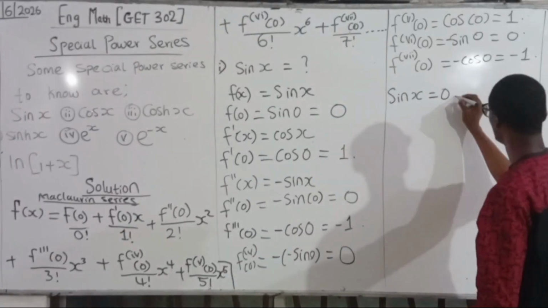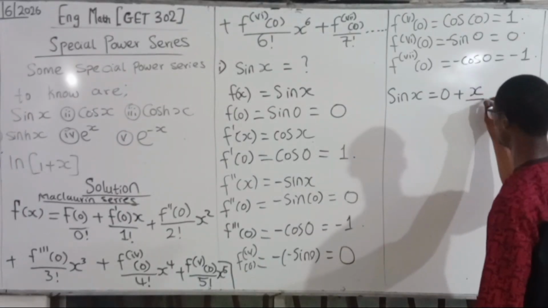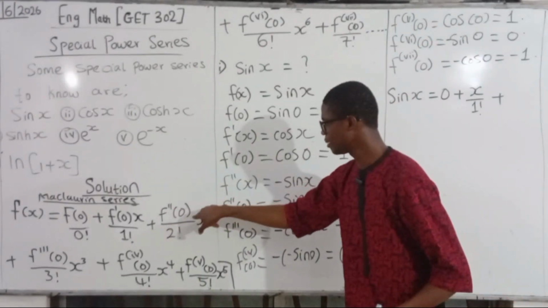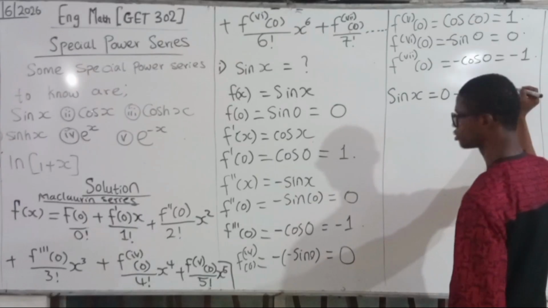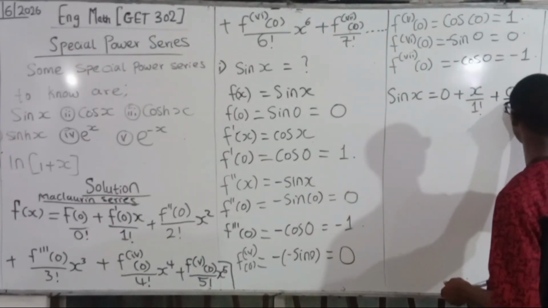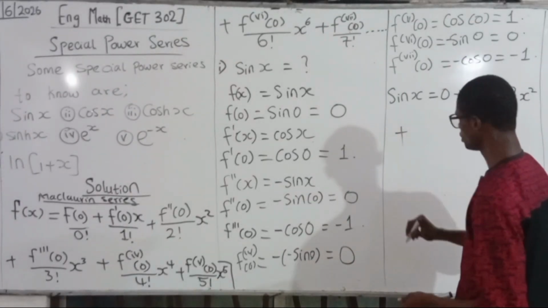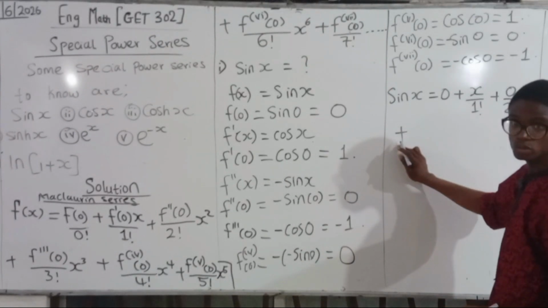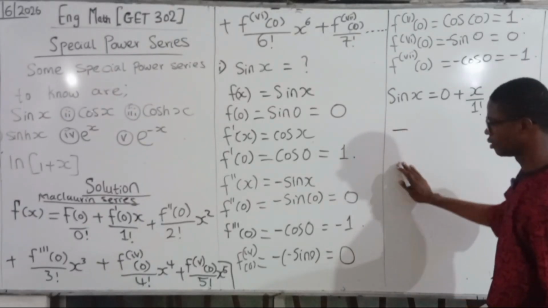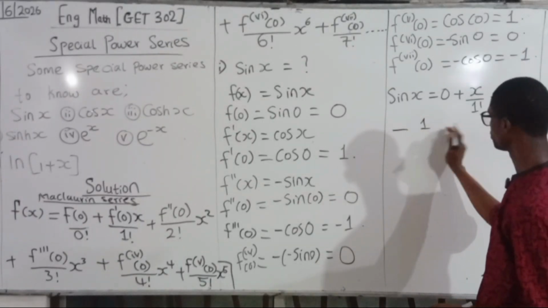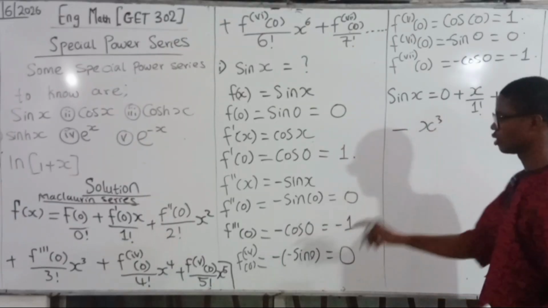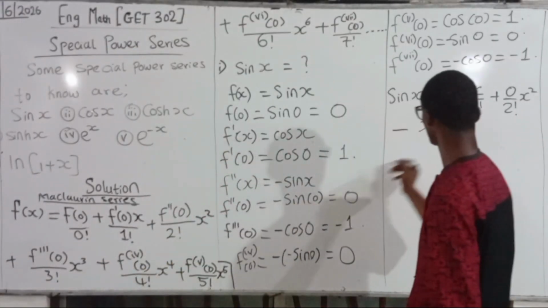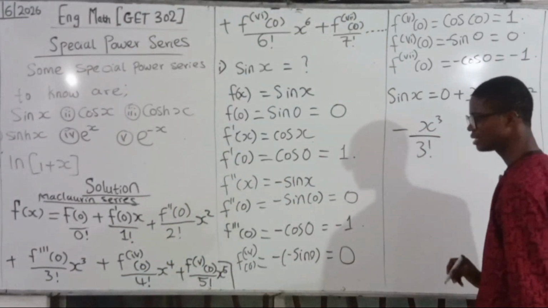Please be calling these values for me. We have already gotten it here. Then f prime of 0 is what? x all over 1 factorial. Plus f double prime of 0 all over 2. What will that one give us? That's plus 0 all over 2 factorial x squared, plus what next? The third derivative gives you minus 1. So minus 1 multiplied by x raised to power 3 is minus x raised to power 3 all over 3 factorial, right?